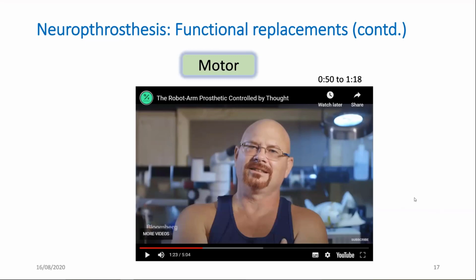You can see that the robotic arm is so realistic. It is using the electromyogram, the muscle action potentials, and of course using lots of machine learning algorithms, translating that into robotic hand action.